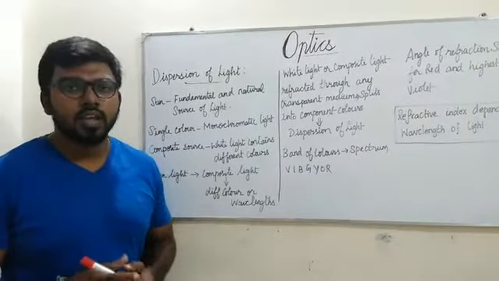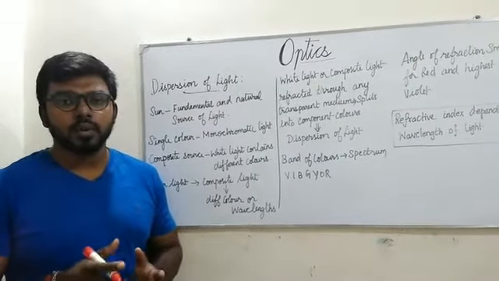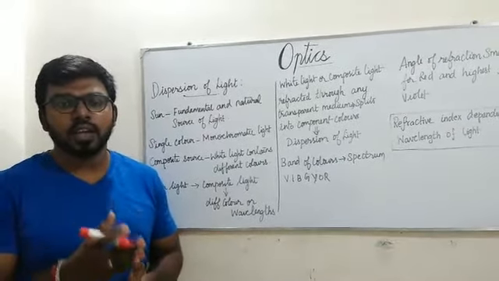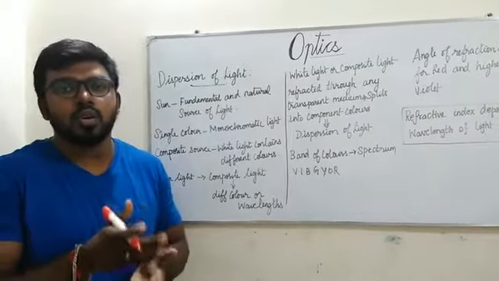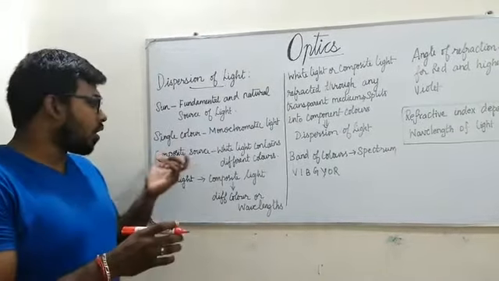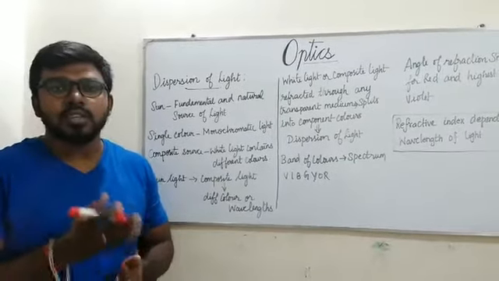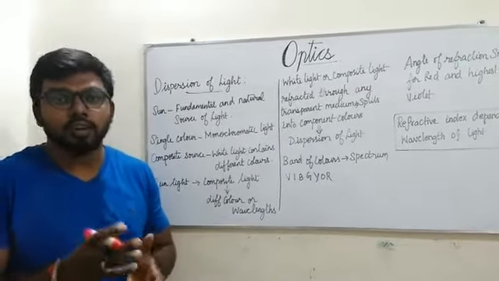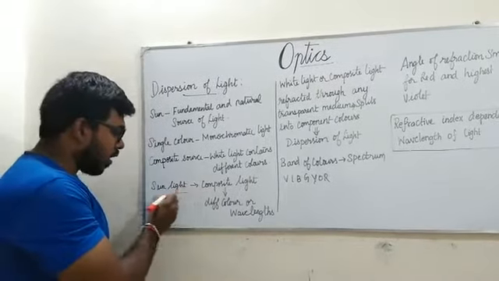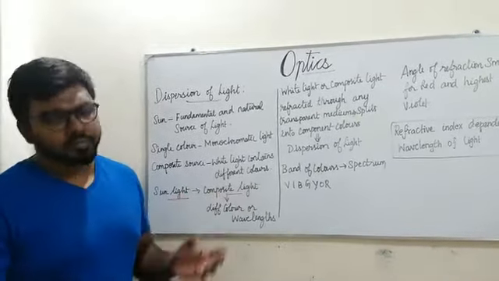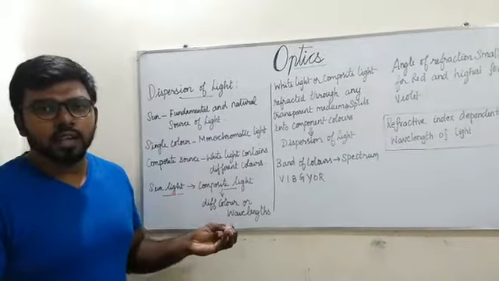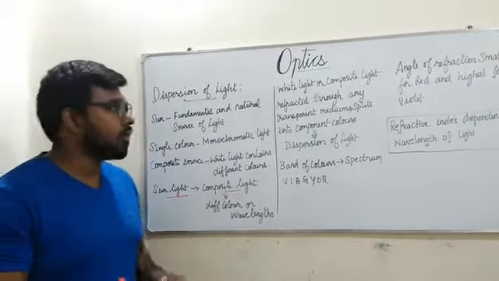Dispersion of light. We all know that the sun provides a fundamental and natural source of light. When the source of light produces a single color, we call that monochromatic light, and the source a monochromatic source. A composite source produces white light which contains different colors. The sun always provides a composite light, which has different colors or different wavelengths.